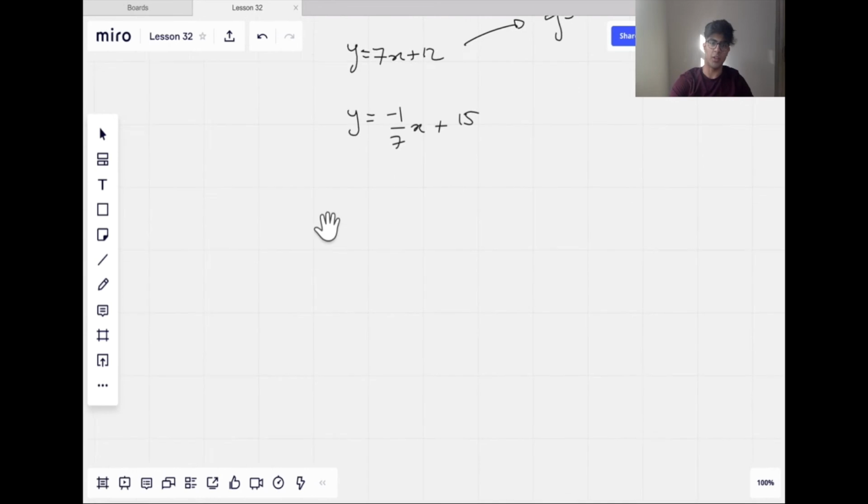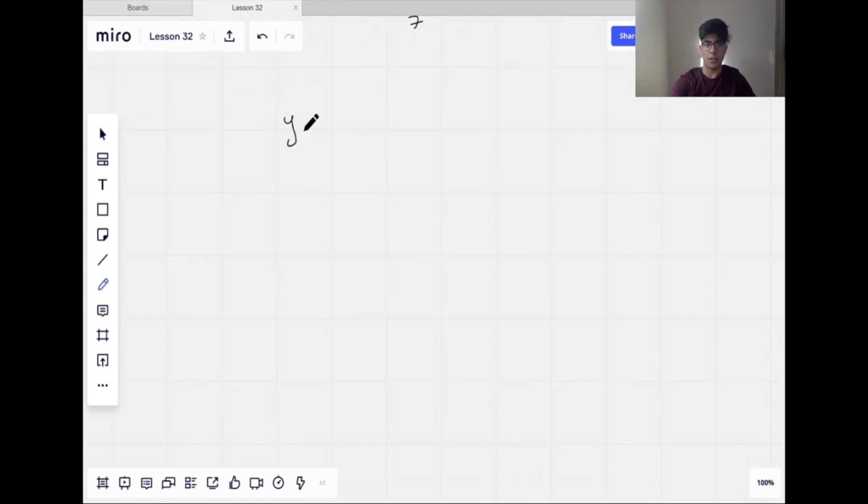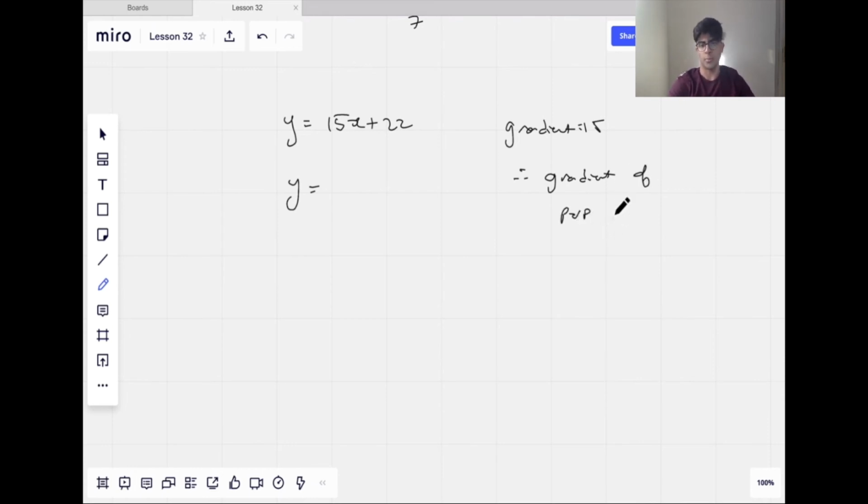So for example, if you have the line y equals 15x plus 22, and the question is, find a line which is perpendicular to this. You can say gradient equals 15, therefore the gradient of the perpendicular line, you can just shorten that to perp line, is equal to minus 1 over 15. And then you can say, therefore, one example is y equals minus 1 over 15, x plus 12.